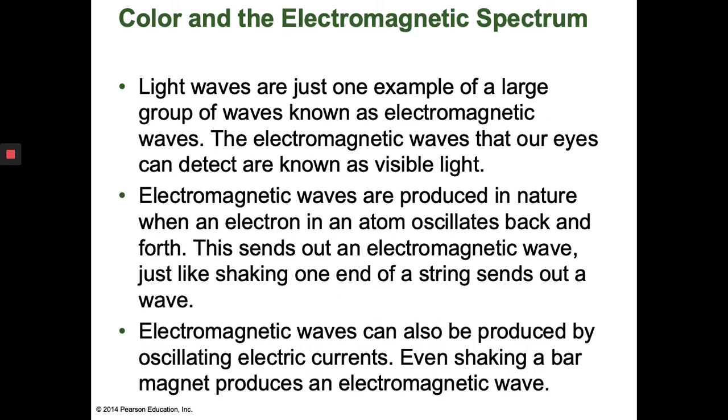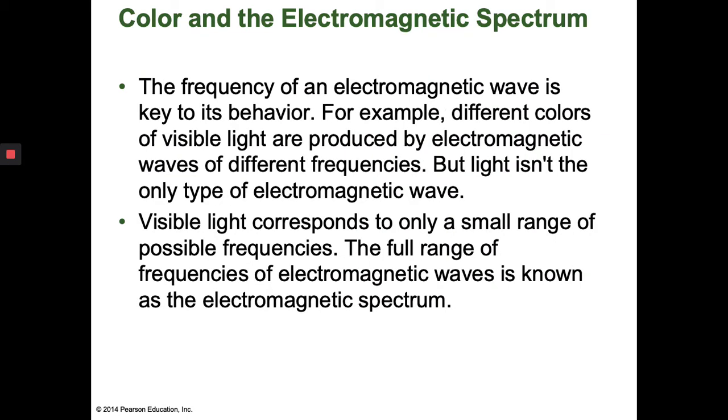Now, electromagnetic waves, again, are produced in nature when an electron in an atom oscillates back and forth. Light waves are just one specific type of electromagnetic wave. The frequency of an electromagnetic wave is key to its behavior. We only are able to see certain frequencies of electromagnetic radiation. That's what we call visible light. All right? But there's a ton of other types of electromagnetic radiation out there. You already know what they are. You probably already covered them in your physical science class.